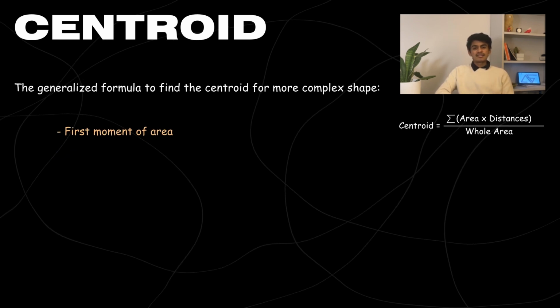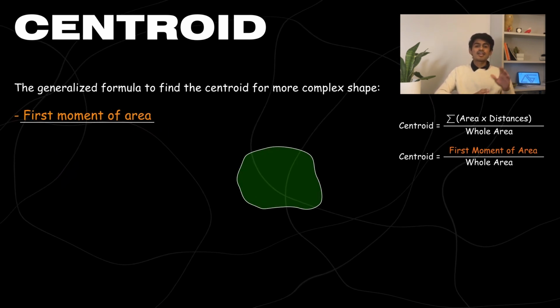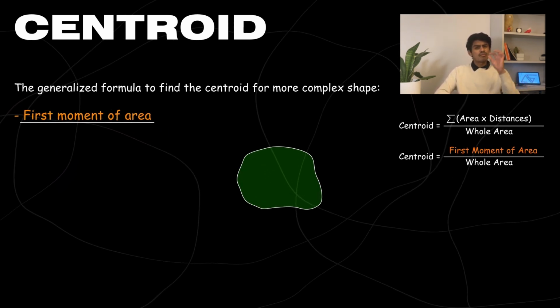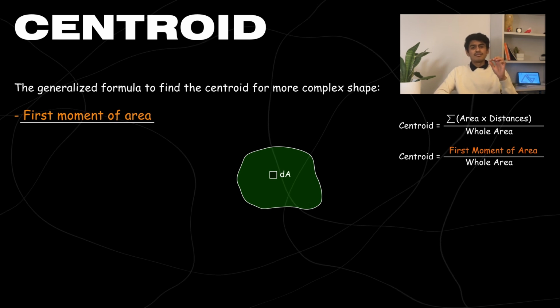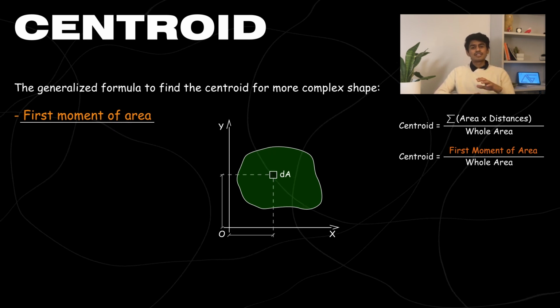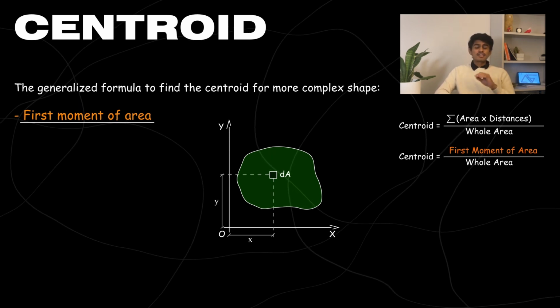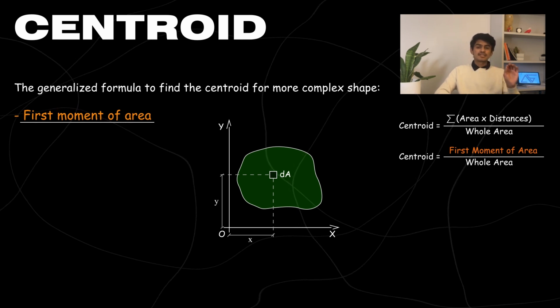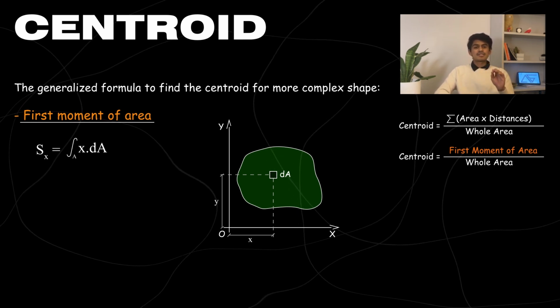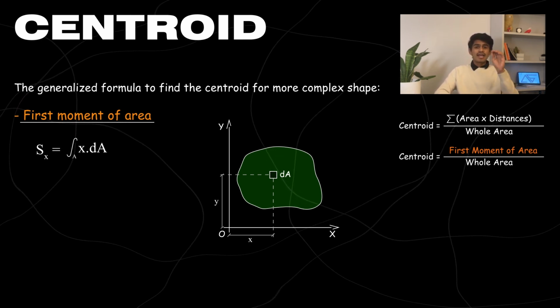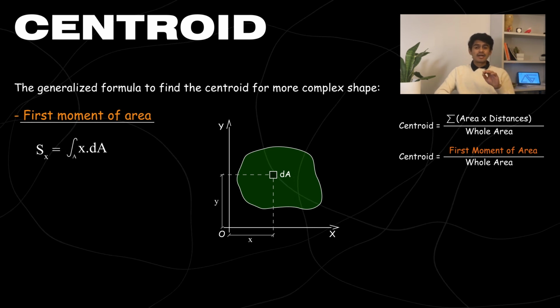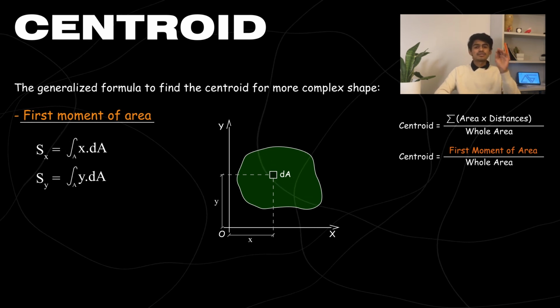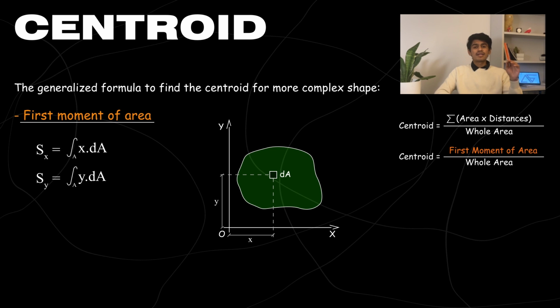Let's understand that. If we take a potato-shaped body of area A and consider a small area dA, with the distances of dA from the origin being x and y, the first moment of area in the x direction is Sx equals the integral over A of x dA, and in y it will be Sy equals the integral over the area of y dA.